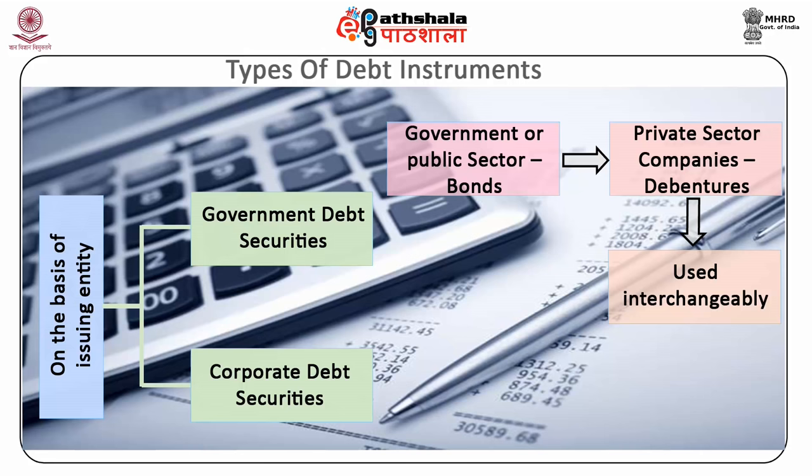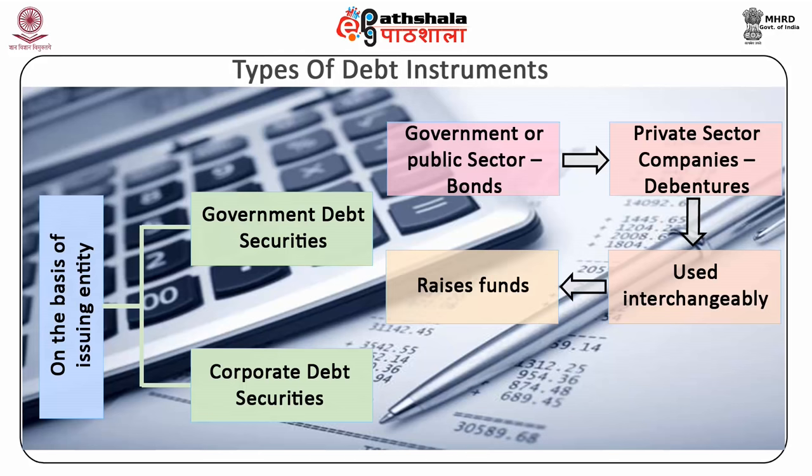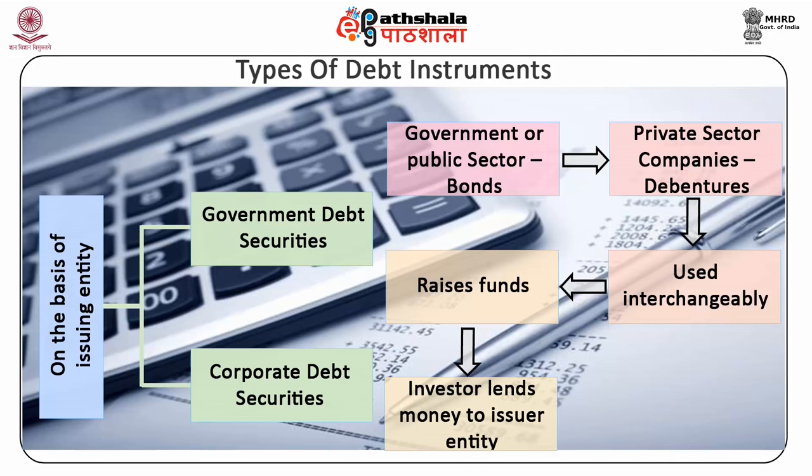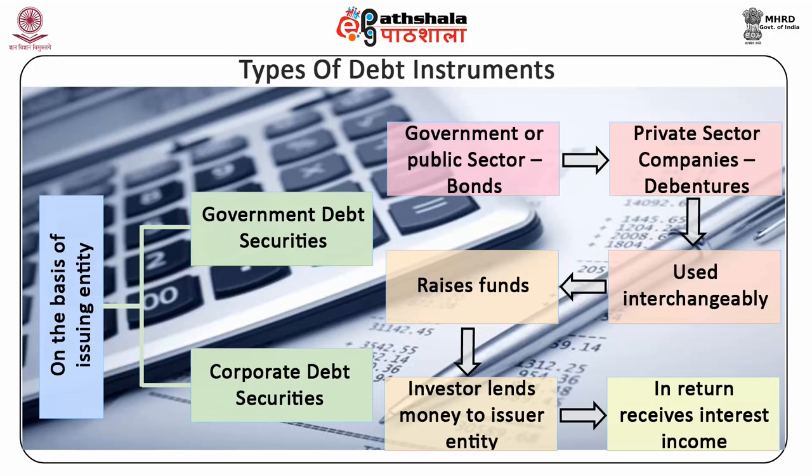Companies require funds for a variety of purposes. For example, buying land, plant and machinery, expansion, modernization, etc. In order to raise funds, they borrow from the general public by issuing bonds and debentures. The investor of these debt securities lends the money to the issuer entity for the specified tenure of the bond or debenture and, in return, receives periodic interest income at the specified coupon rate. This coupon may be a fixed coupon rate or floating coupon rate payable quarterly, semi-annually or annually. At maturity, the borrower company redeems these bonds or debentures and the investor receives back his principal amount.